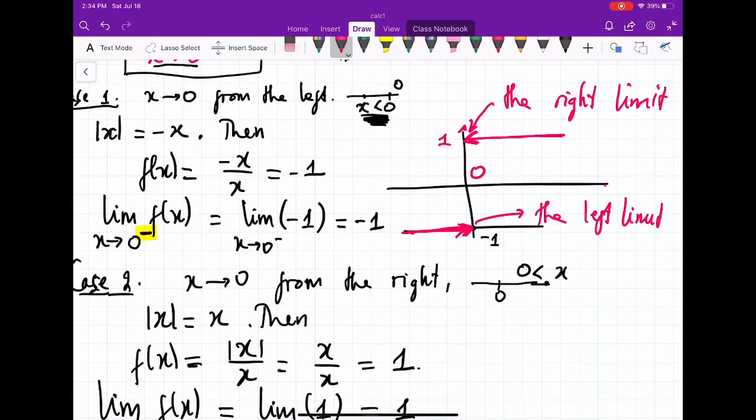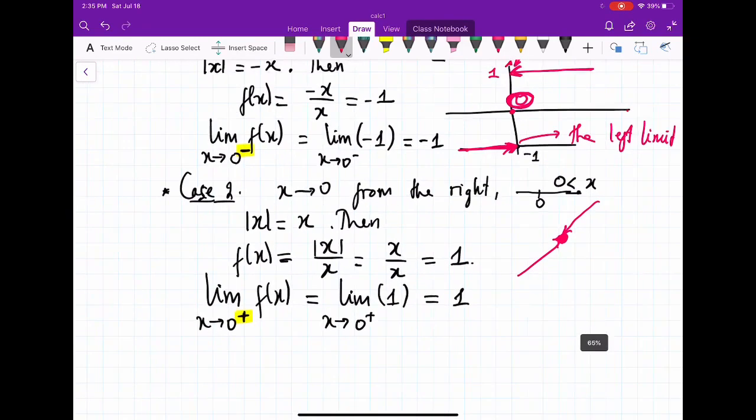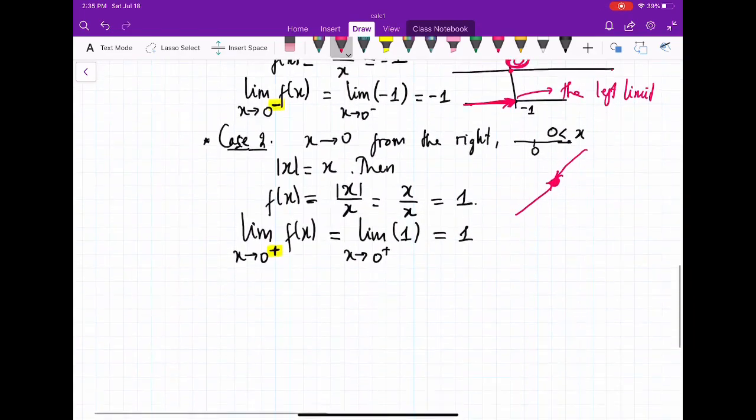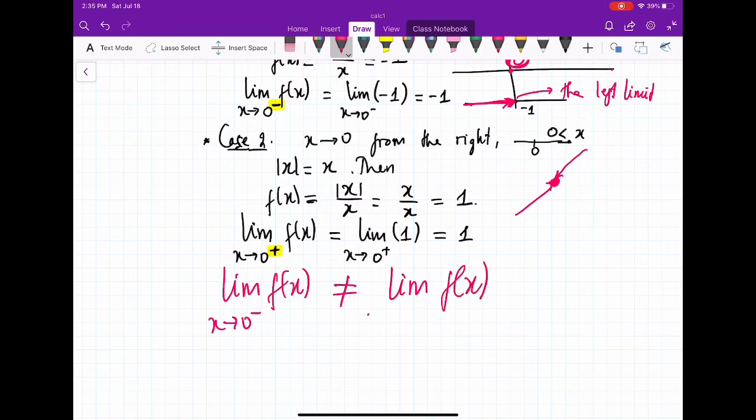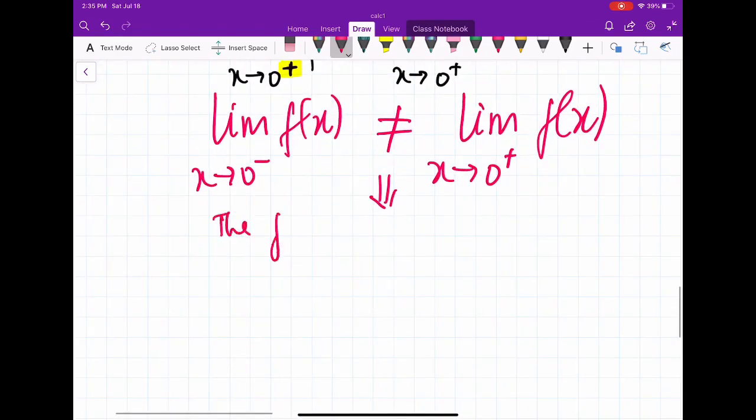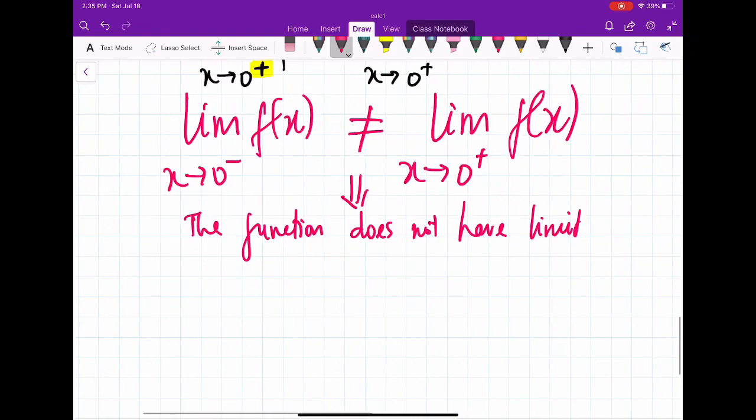They are different. So that means the function does not have a limit when x equals 0. Because if you approach 0 from the left, you have negative 1, and if you approach 0 from the right, you have 1. They don't match, right? If you approach from the left and from the right and you get the same value, yes, we have a limit, but in this case, no limit. I write right here, the limit of f of x when x approaches 0 from the left is different from the limit of the function when x approaches 0 from the right. From here, the function does not have a limit at x equal to 0.